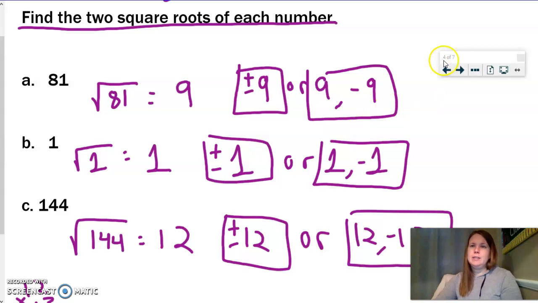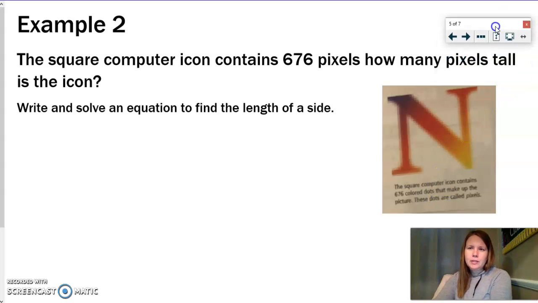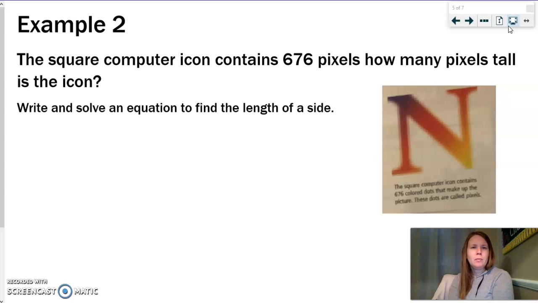We'll take a look at the next problem. This one, example 2, I kind of like because it's a little bit more of a relatable problem. It says the square computer icon contains 676 pixels. How many pixels tall is the icon? Write and solve an equation to find the length of a side.